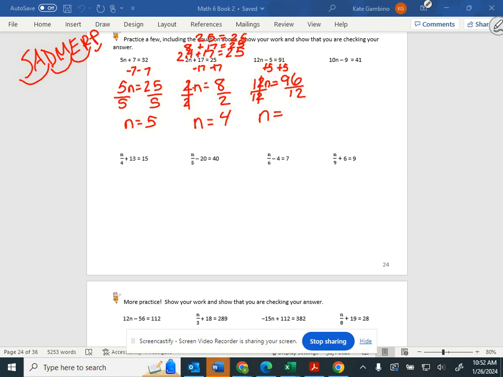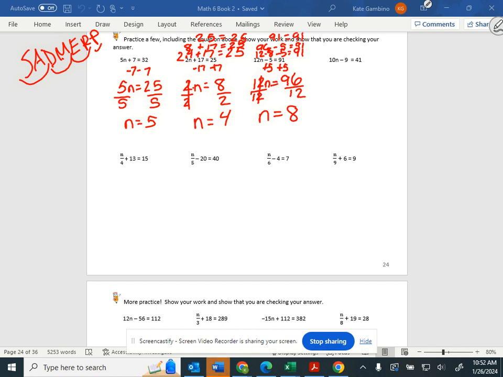96 divided by 12 is what? Zelda. 8. It is 8. So now we go back and we put 8 into our problem. 12 times 8 minus 5 equals 91. 12 times 8 we know is 96. Minus 5 equals 91. 96 minus 5 is 91 equals 91.